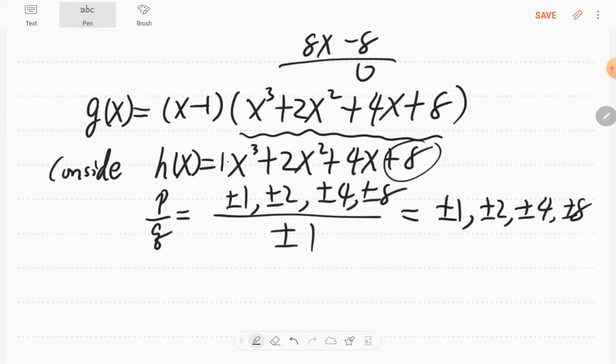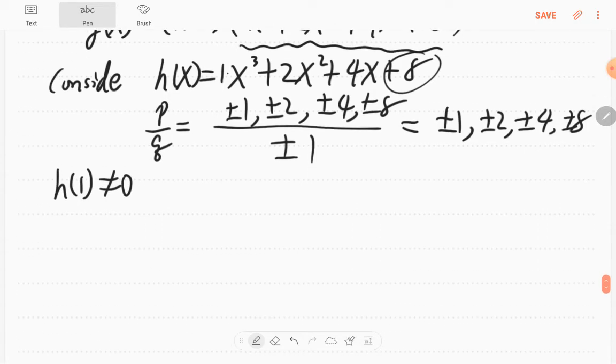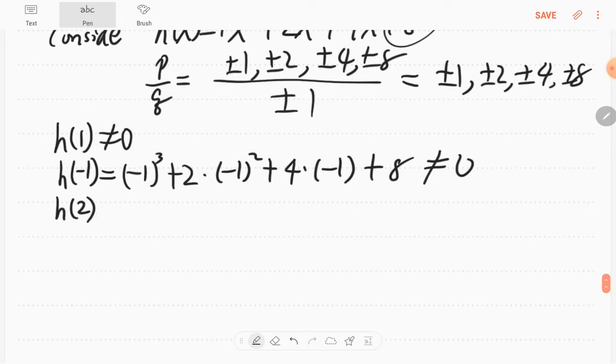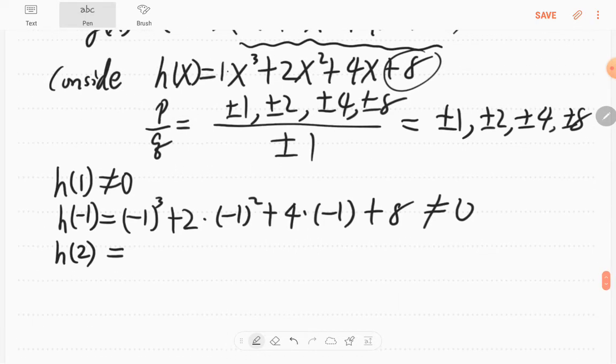So if you try 1, everything is positive, right? Every term is positive, so h of 1 is not equal to 0, obviously. Let's look at h of negative 1. h of negative 1 is negative 1 cubed plus 2 times negative 1 squared plus 4 times negative 1 plus 8. No, it's not 0. So h of 2. This time we are not lucky, right? We tried 2 numbers, they are not zeros. So let's try the third one.